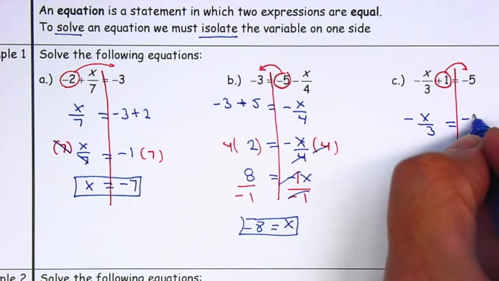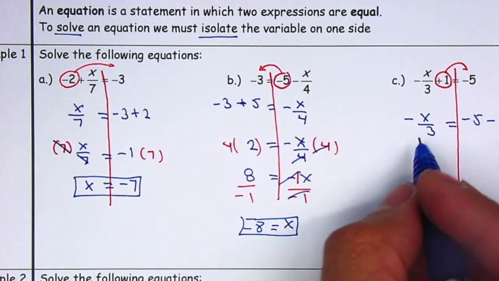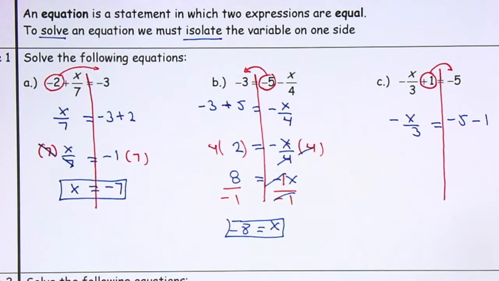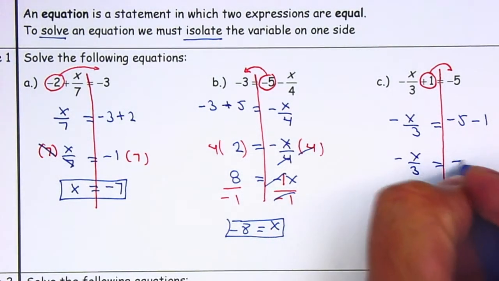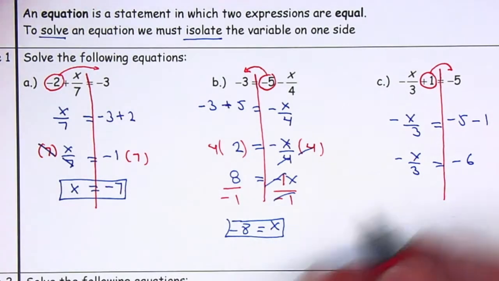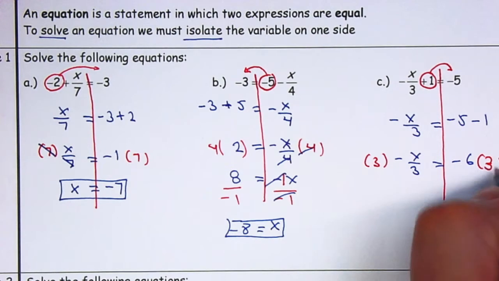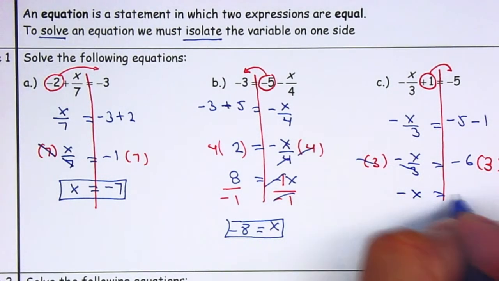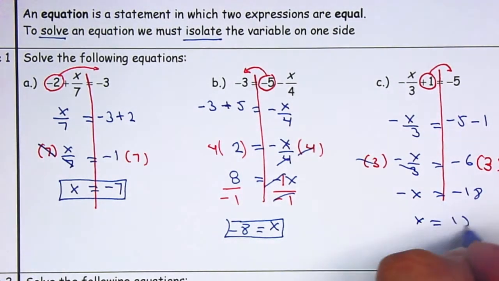And we have a -5. That +1 becomes a -1. Now some of you might want to multiply by -3 once we simplify, which is fine. So we can multiply, but I'm going to multiply by 3 first and then divide by -1. That will cancel, so I have -x is equal to -18. When I divide by -1, x will be equal to +18.